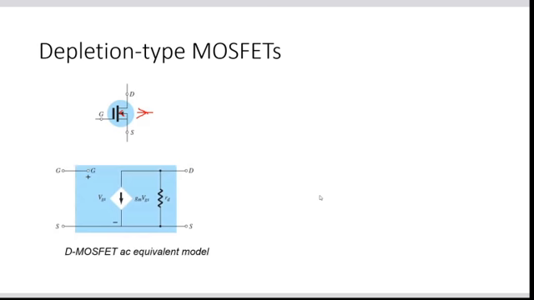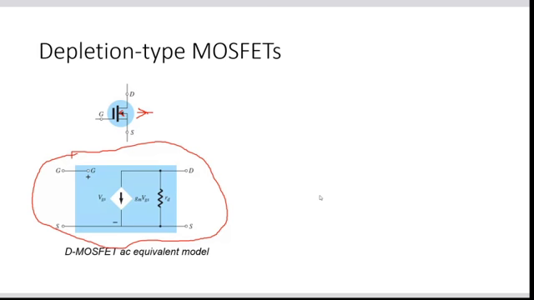See, this is the same equivalent circuit as we have seen for the JFET. There is no difference between the JFET equivalent circuit and the depletion type MOSFET equivalent circuit. So we are not going into detail for the depletion type MOSFET, because whatever is applicable for JFET is applied for depletion type MOSFET as well.